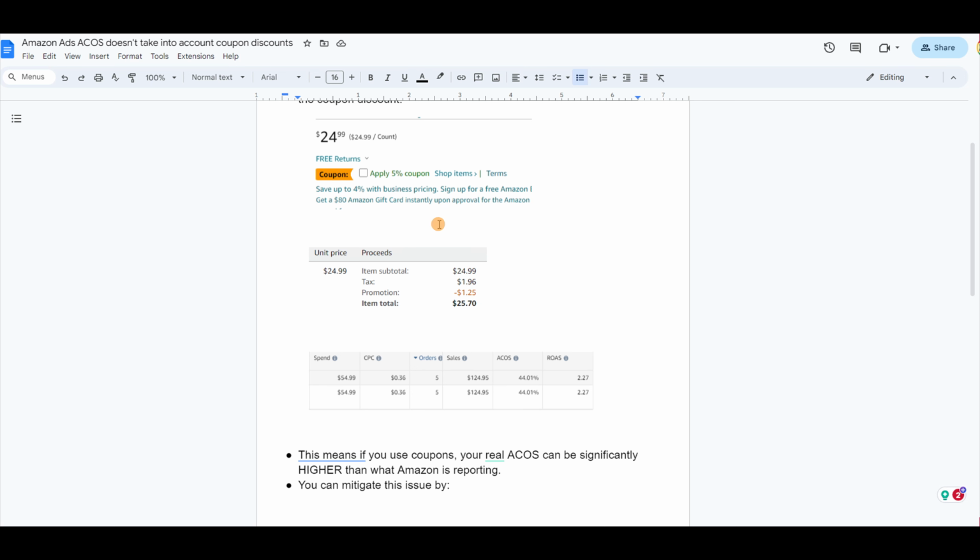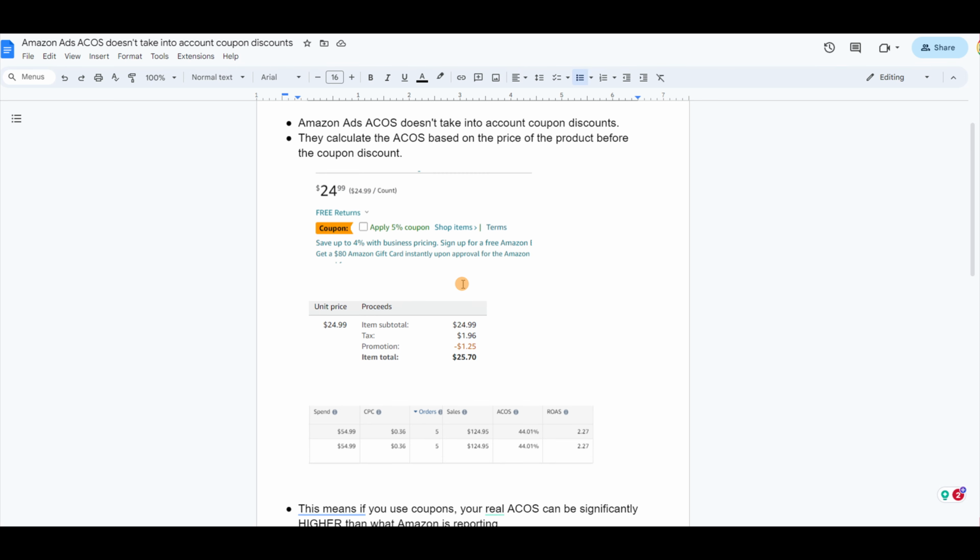Now keep in mind, a 5% coupon is a relatively small coupon, so the discrepancy won't be that high. But once you get into more expensive products or higher coupon amounts, the discrepancy can be significant, and you could have products that you think are advertising at a profit and are actually advertising at a loss. And I will give you an example here.